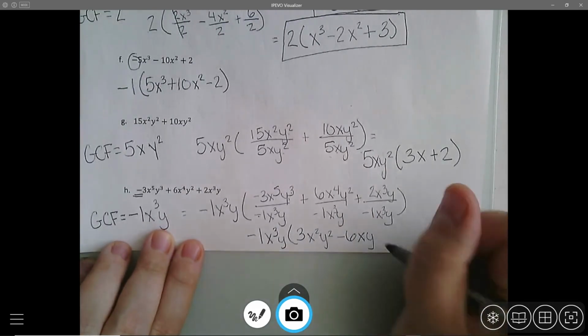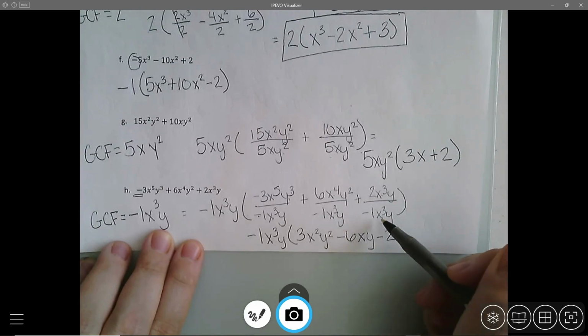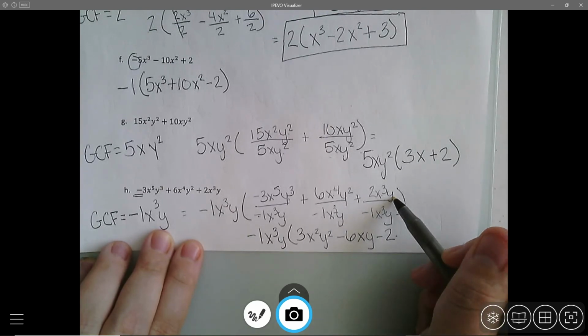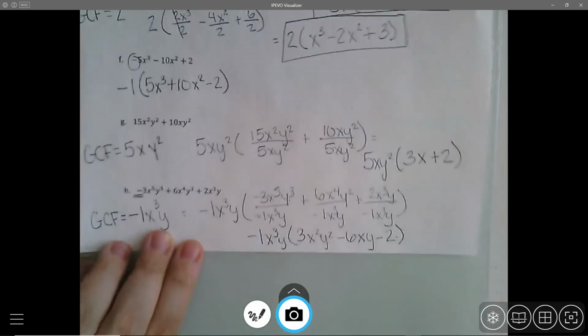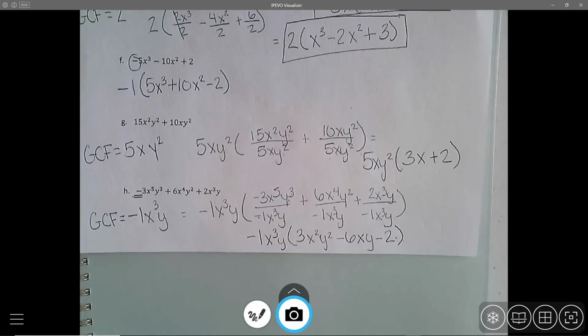2 divided by a -1 is a -2. You had 3 x's, you took away 3, so you're left with none, so I don't write anything. Had a y, took away a y, have none, so I don't write anything. There is my final answer. And there would be your factoring out of your GCF.